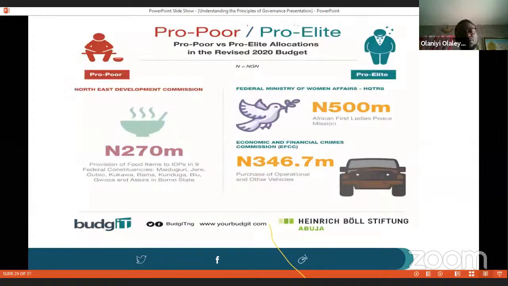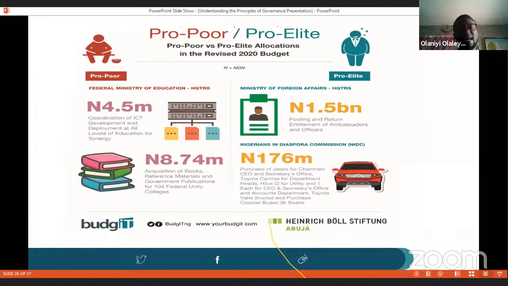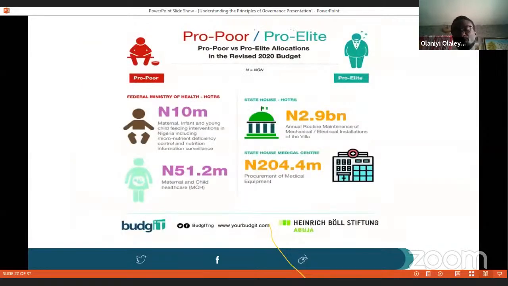So these problems are enormous. This is a Northeast Development Commission, provision of food to IDPs in the 9 constituencies in Nigeria, 270 million. Then EFCC is using over 300 million to buy vehicles. 500 million was allocated to the office of the First Lady. Ministry of Education, 4.5 billion for the coordination of ICT, 8 million naira acquisition of books for over 100 unity schools in Nigeria. Then by your right, you see that posting and return entitlement of ambassador is getting over 1.5 billion. So many more issues like that.